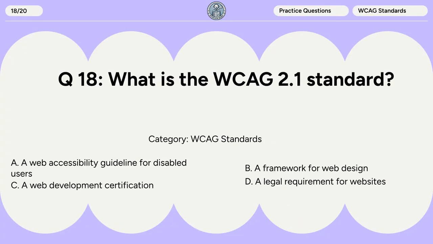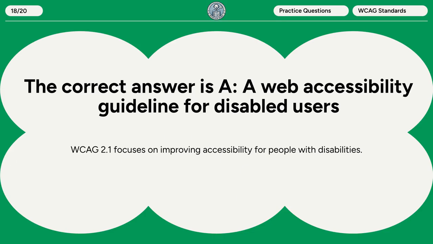Question 18. What is the WCAG 2.1 standard? A. A web accessibility guideline for disabled users. B. A framework for web design. C. A web development certification. D. A legal requirement for websites. The correct answer is A. A web accessibility guideline for disabled users. WCAG 2.1 focuses on improving accessibility for people with disabilities.